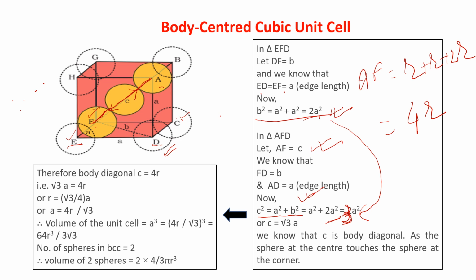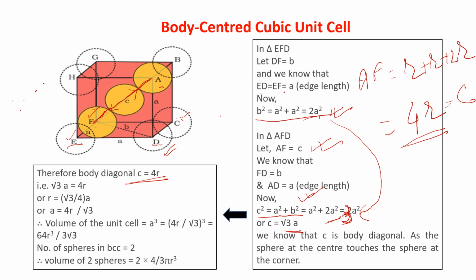Now we know that C is the body diagonal, and that is touching the sphere. So I told you that the body diagonal is equal to 4R, which is equal to C. So C is equal to 4R. From there, C is equal to root 3 A. So just equate: root 3 A is equal to 4R. So R is equal to root 3 by 4 A, and A is equal to 4R by root 3. That is the value of A I got.